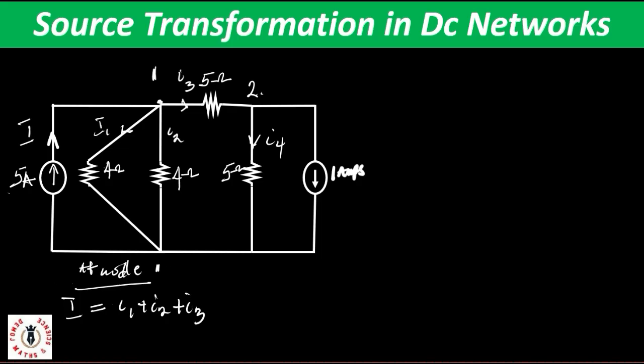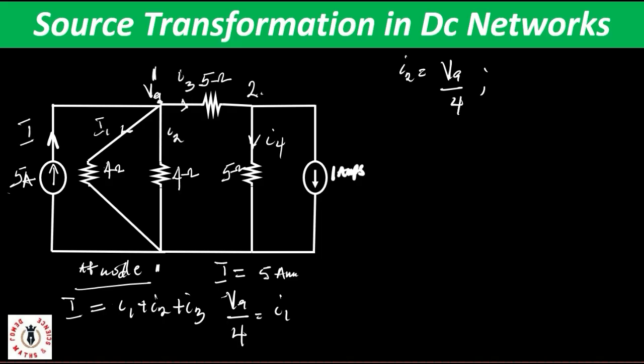Let's define each of the currents. I itself will come from the 5 amps, so my I is equal to 5 amps. For I1, let's tag the voltage at node 1 as VA. I1 will be VA over 4. And I2 also will be VA over 4.